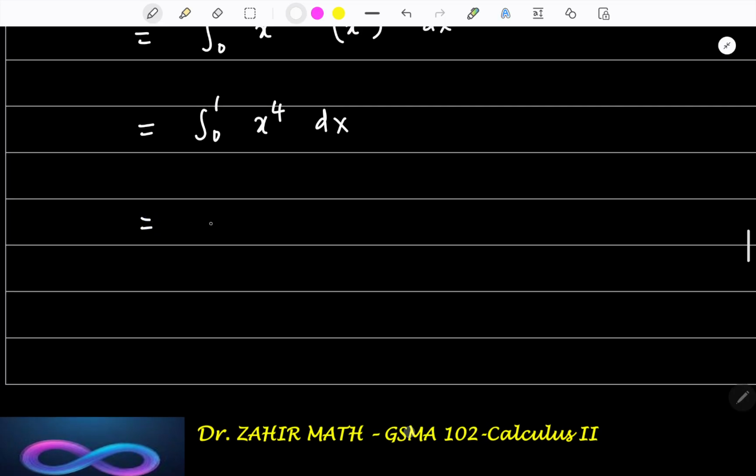So this equals integral 0 to 1 x power 4 dx, right? So what is the integration of x power 4? x power 5 divided by 5, 0 to 1. So this is equal to 1 over 5. This is your My, right?